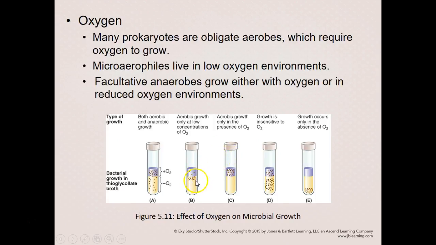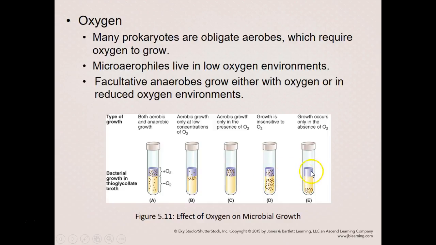B is called a microaerophile or a capnophile. These are organisms that need oxygen, but at a very low percentage. Obligate aerobes need a lot more oxygen to survive.